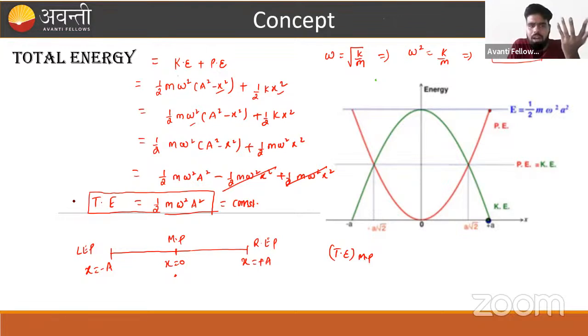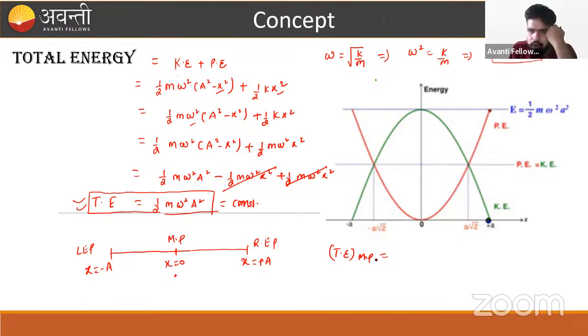And if someone does not believe this formula, then what is the basic approach? You just sum up kinetic plus potential at every point, and believe me, you will always get this same result. So if we want to cross-check this formula at the mean position, it means at the mean position kinetic energy is maximum and potential energy is minimum, that is 0.